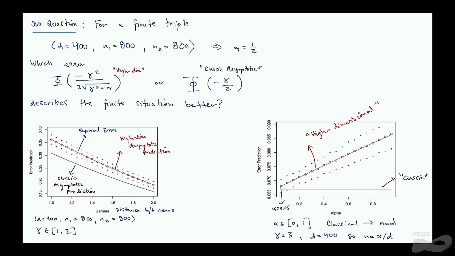Okay, so maybe I'll look at one or two other examples where we're misled by classic asymptotics. Another example where we see our classic asymptotics severely underperforming is something like covariance matrix estimation.